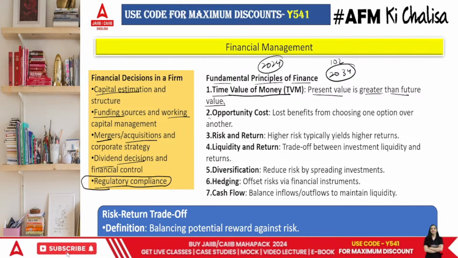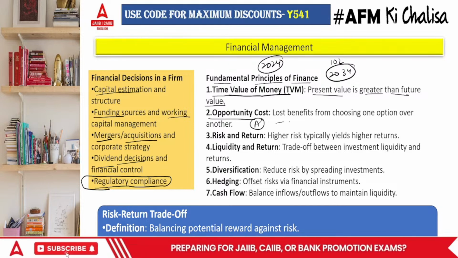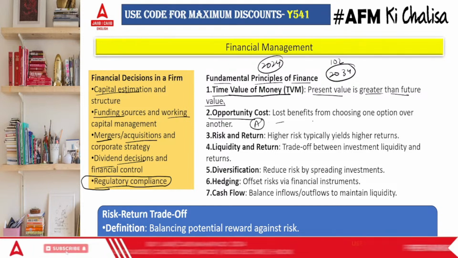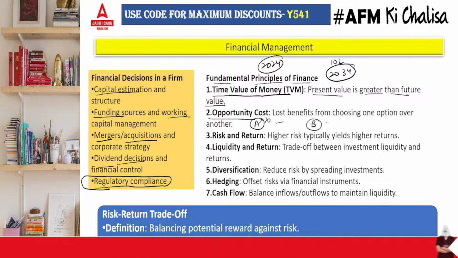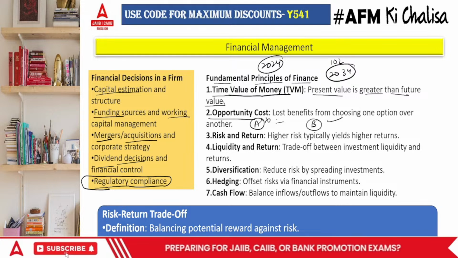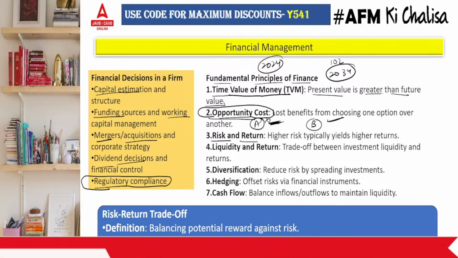Then comes opportunity cost. Either I do a job right now and earn 20 lakh rupees, or I study further and make it 40. The particular job I will be foregoing to earn more rupees. This is where you have to lose some benefit to gain a benefit. That's called opportunity cost.